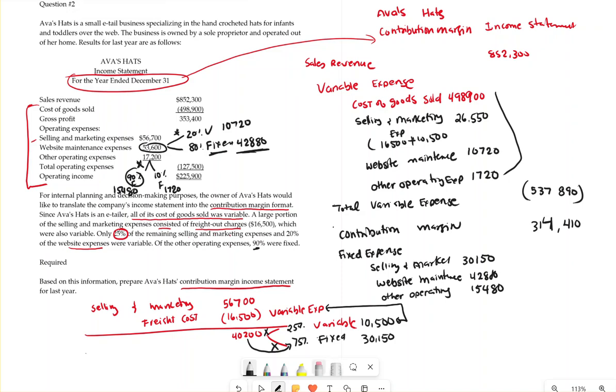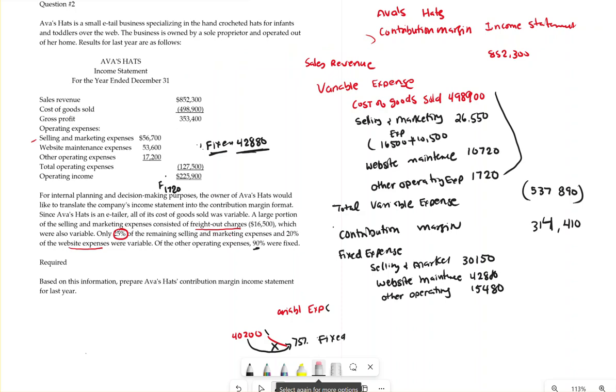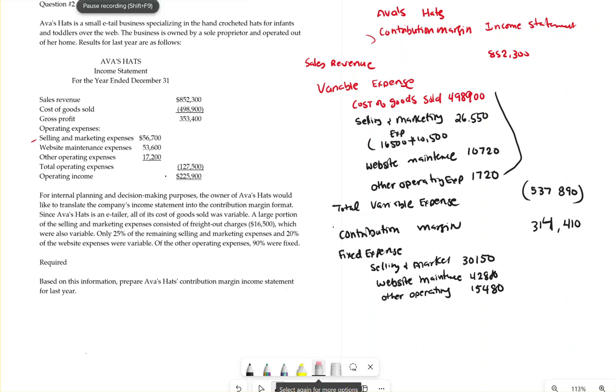We already did that. So I'm just going to erase everything because there's so much on my screen. I like to make it a little neater so it's easy to see. Now what I'm going to do is add up all your fixed expenses. That will be your total fixed expenses. If I add them together, that will be my 88,510.